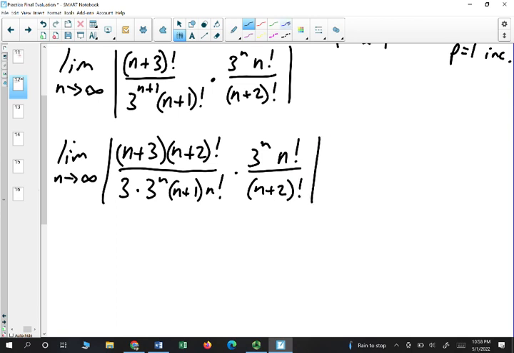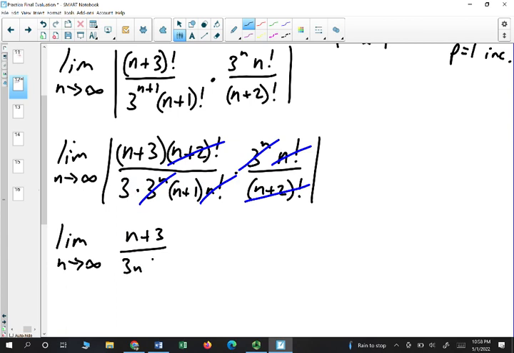And now comes my favorite part, we get to cancel. N plus 2 factorial would cancel. N factorial would cancel. 3 to the n would cancel, top and bottom. So what's left? Limit as n goes to infinity. And what do we have left? On top, n plus 3. On the bottom, 3 times n plus 1. You could distribute the 3, so 3n plus 3.